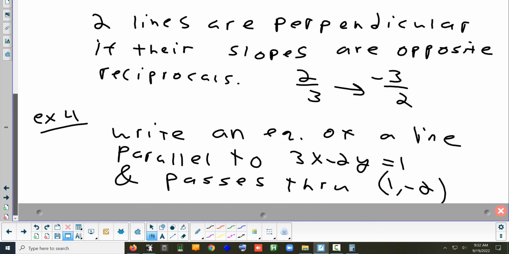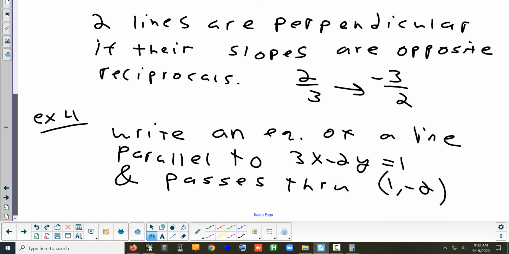So the kind of problem you would see with this is it'll give you some information and then ask you to find an equation that's parallel or perpendicular. Kind of like we did the last one. Now this one is going to be set up to use point slope again. How do I know that? They're giving me a point right here. All I need is the slope.